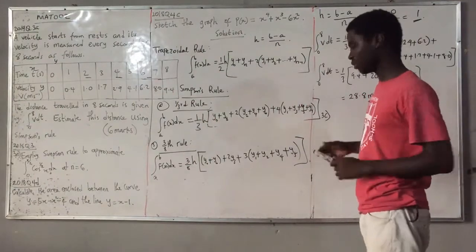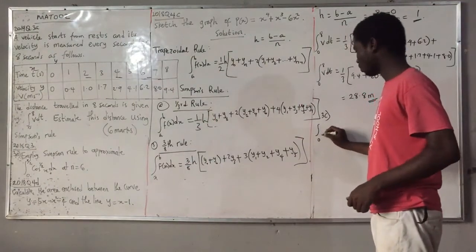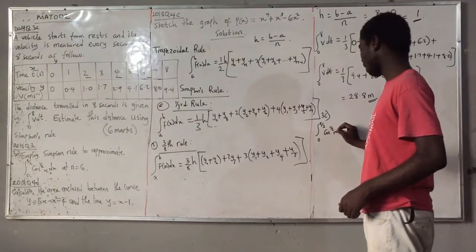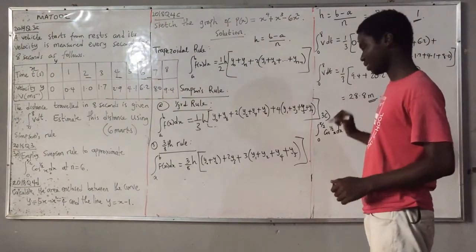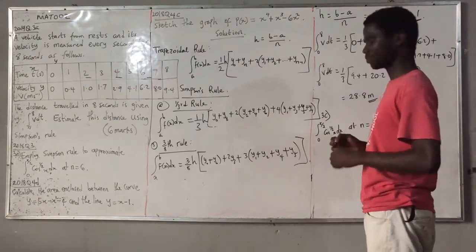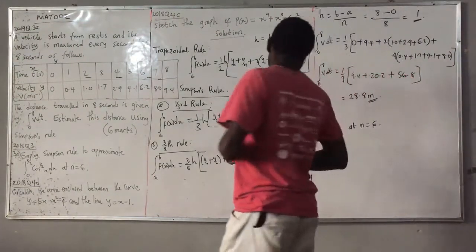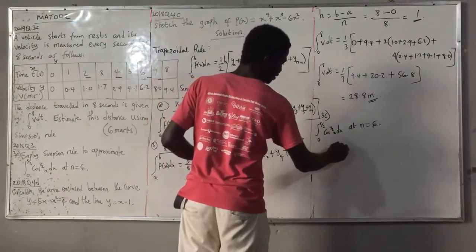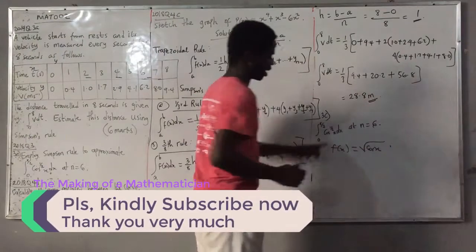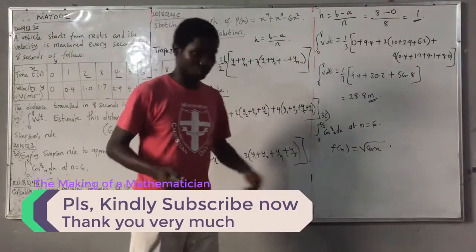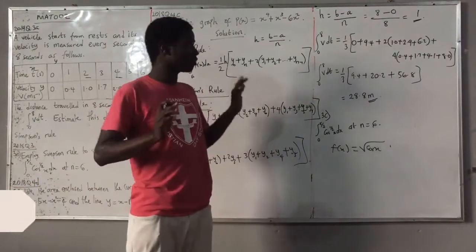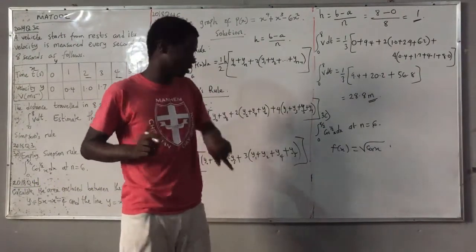Let's continue what we are doing here. Integral from 0 to pi over 2 of square root of cos s ds at n equal 6. Do you understand? Now, this is your f of x. F of x here is square root of cos s. The cos raised to power 1/2 means square root. Now, find your h. Don't forget, they did not give you a table here. You will draw the table by yourself.